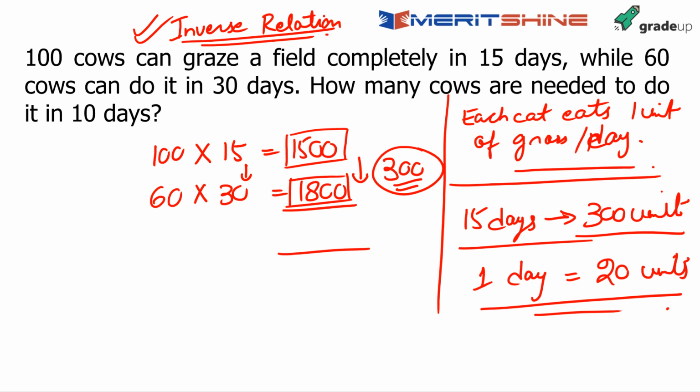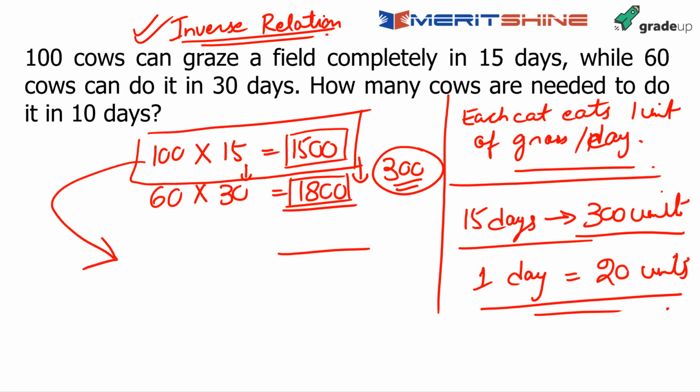Now let's pick any of the scenarios. Let's pick scenario number 1. In this, look at what had happened. There were 100 cows. They took 15 days to eat up 1500 units. Cow, we already know at what rate it eats: 1 unit of grass per day. So can we say that in these 15 days, the additional grass that must have come into the field would be 15 into 20?